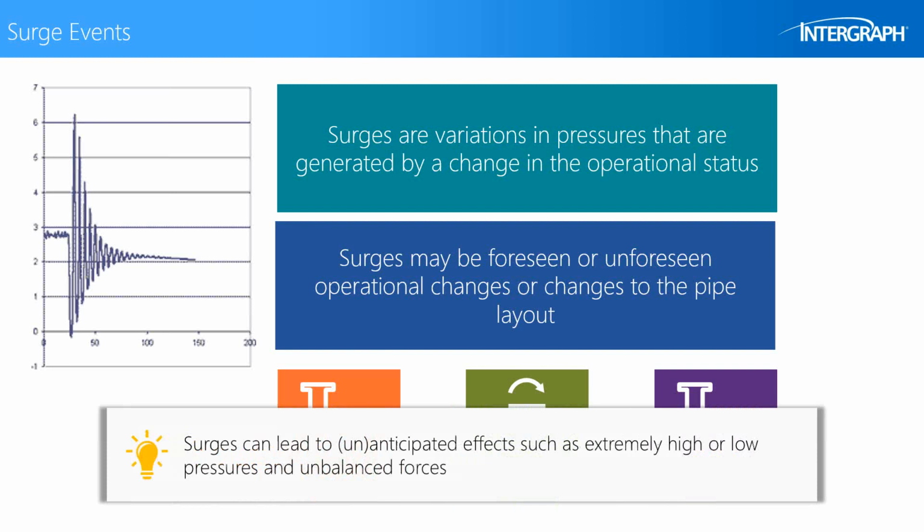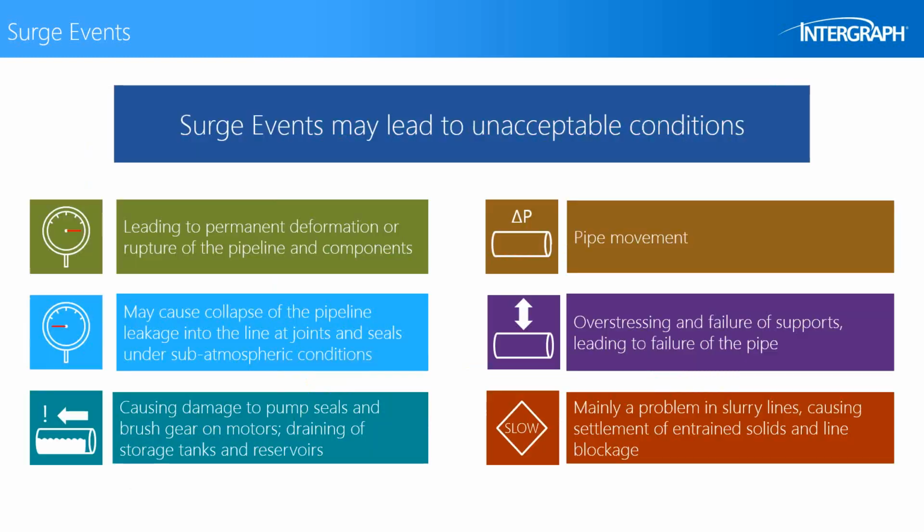These surges can lead to unanticipated effects such as extremely high or low pressures in locations through the system, or lead to pressure imbalances which can lead to an unbalanced force, and that can lead to pipe movement. So what type of events may lead to these situations? Well, here is an example of a few different types of surge events.